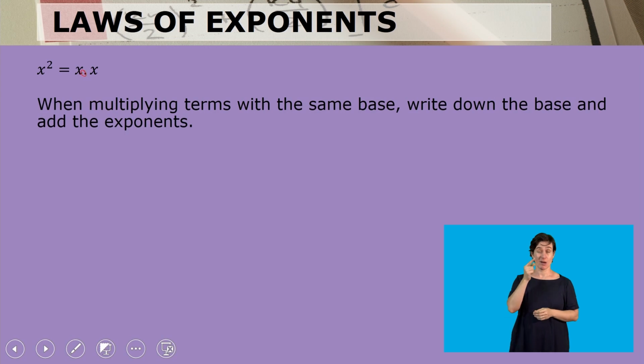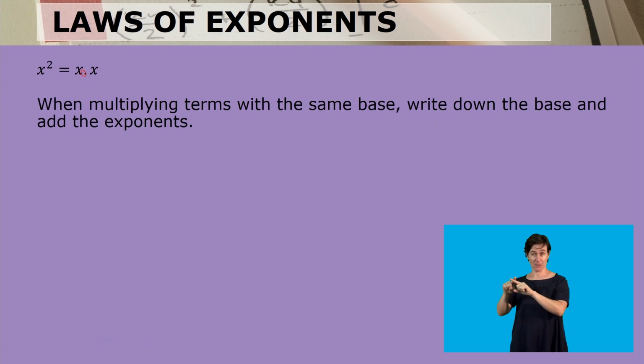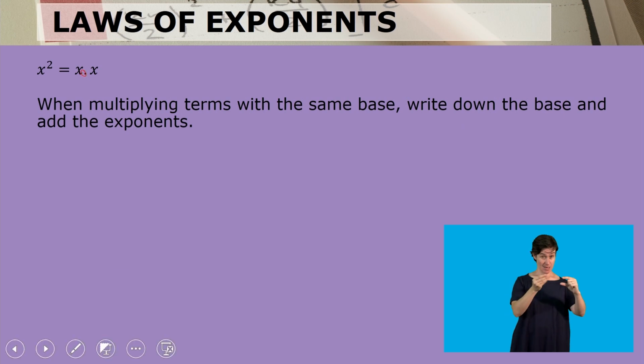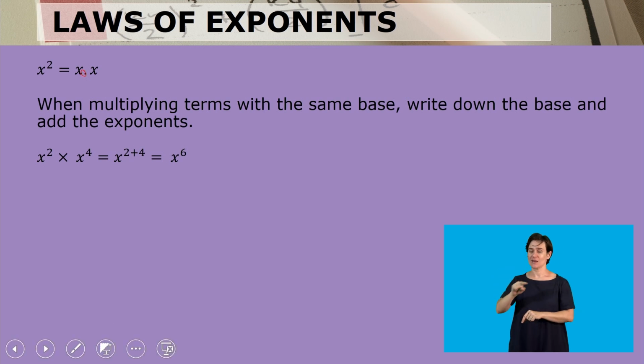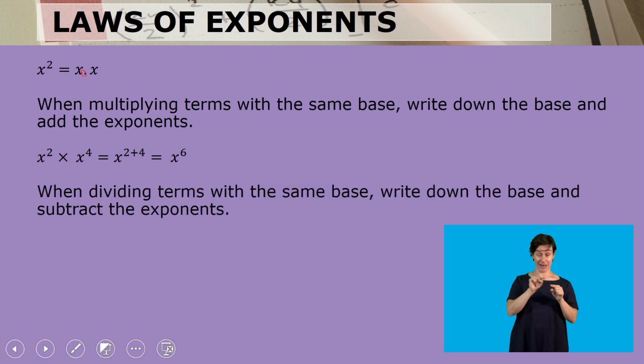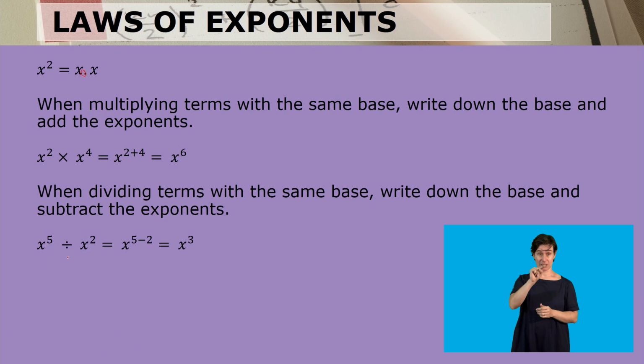When multiplying terms with the same base, write down the base and add the exponents. So if we have x squared multiplied by x to the exponent 4, it would be x to the exponent 2 plus 4, which is x to the exponent 6. And when dividing terms with the same base, write down the base and subtract the exponents. If we have x to the exponent 5 divided by x squared, that equals x to the exponent 5 minus 2, which is x to the exponent 3.